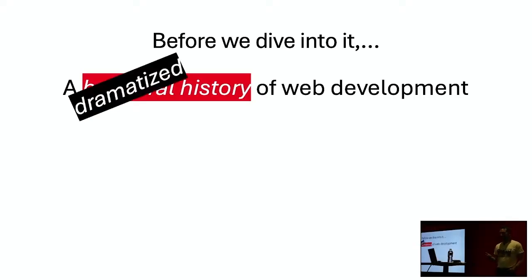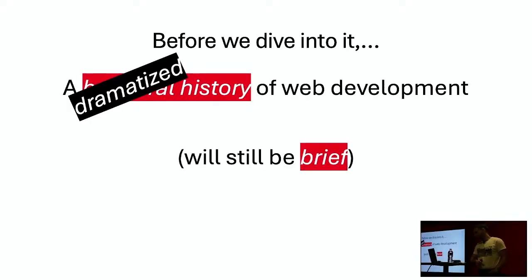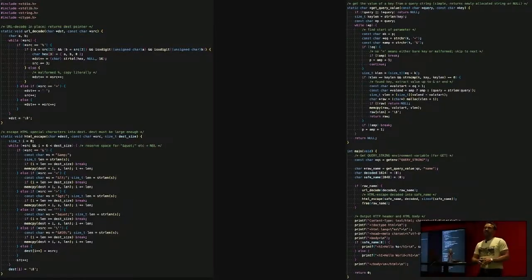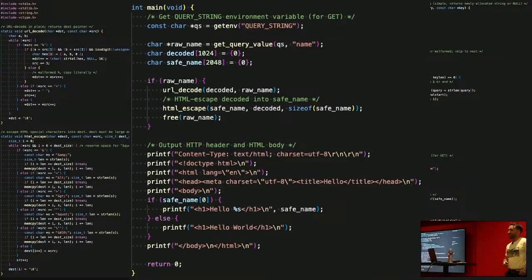Actually, it's a dramatized version of the history of web development, but it will still be brief. So back in the day, when we wanted to create a Hello World application, all we had was basically C. This is the amount of C code that you needed to make a CGI bin application to display Hello World in the web browser. And in case you're wondering, this is the zoomed out version of the main function, and everything else is just boilerplate. So it wasn't a very pleasant experience.